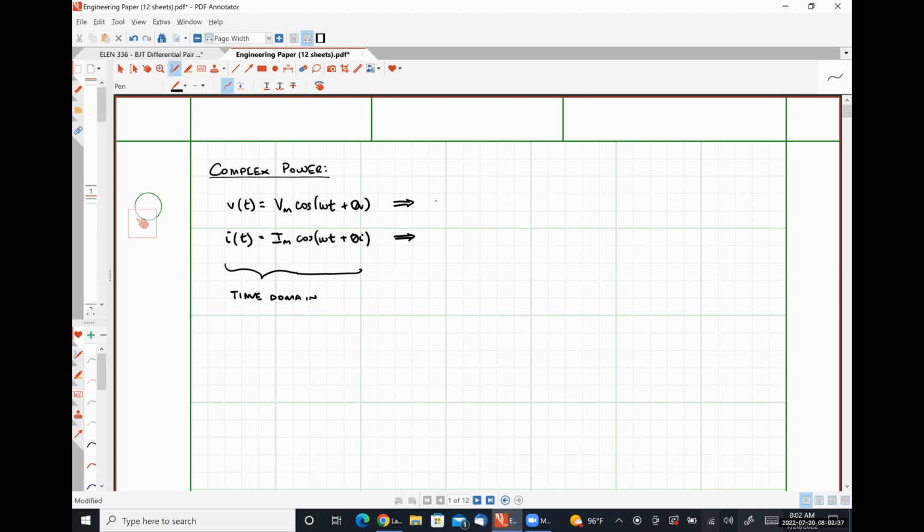So the frequency domain representation of our time varying voltage signal would be V with a bar over it. It is equal to Vm angle theta V. We simply keep the magnitude and phase angle of our sinusoidal signal. And similarly, our phasor current would be I is equal to Im angle theta I.